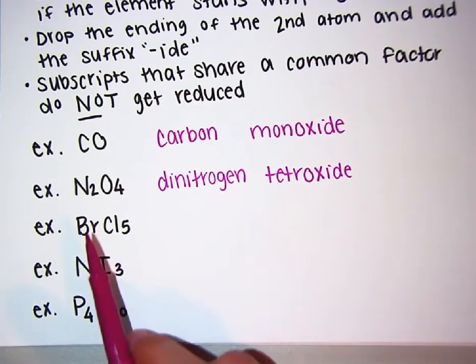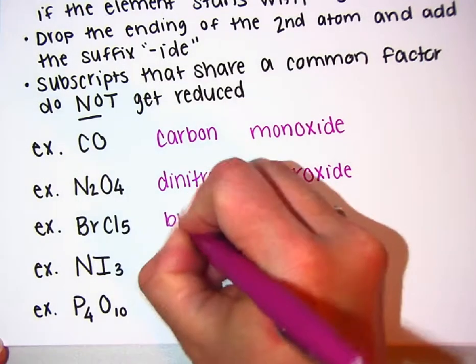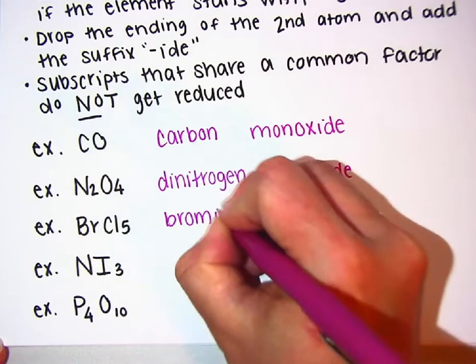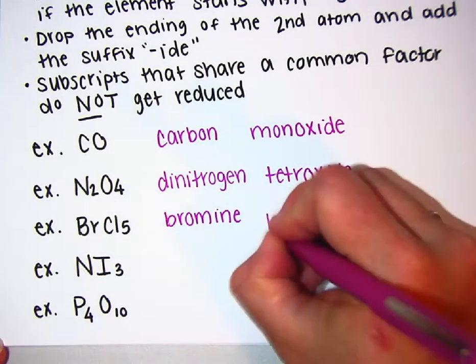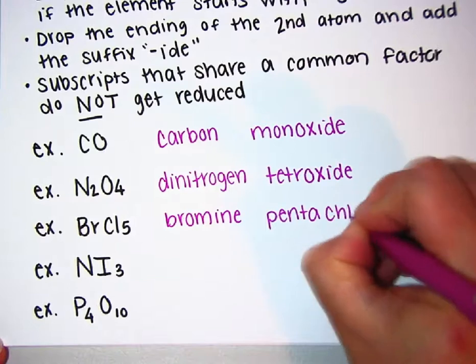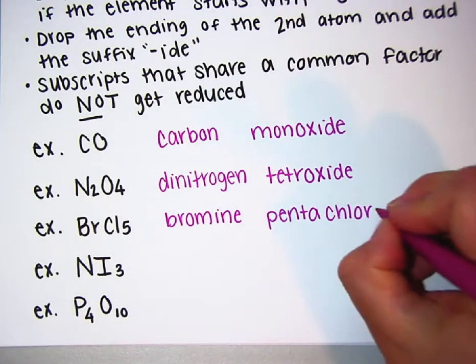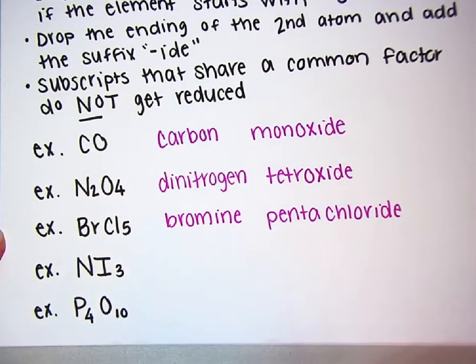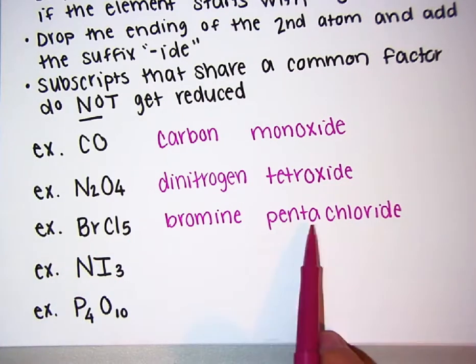First one, 1 bromine, but again, we never use mono on the first atom. So I don't say monobromine, this is just bromine. I have 5 chlorines. The prefix for 5 is penta. I'm going to write in the element name, which is chlorine. We're going to drop the ending and add IDE. This compound is bromine pentachloride. I do not have to drop any letters from the prefix. We're only dropping letters before elements that start with O.